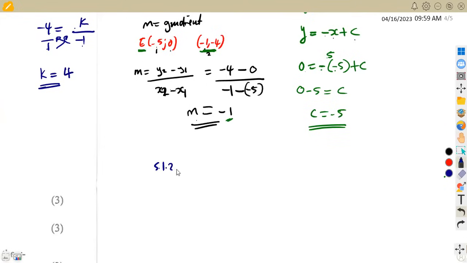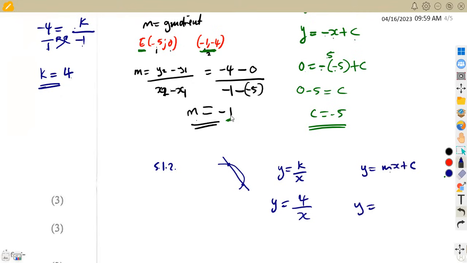So to find the point of intersection of a curve and a straight line, we simply have to solve the equations simultaneously. So the first one, it was y is equal to k over x. Now we have the value of k, which is 4. So it's 4 over x. And also the straight line y is equal to mx plus c. We have the value of m, which is -1. So it's minus x. We have the value of c, which is -5.